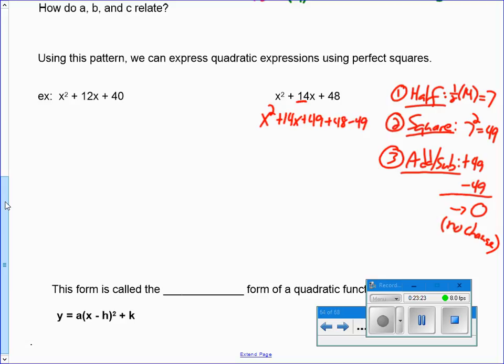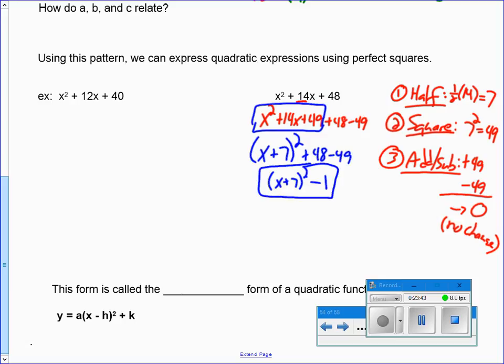So the reason I want to write it this way is if I take these three terms right here, I notice that fits the same pattern as what we did above. So I know I can rewrite this as x plus 7 squared. And at the end I have 48 and a minus 49. When I simplify that, I have an expression that's written out as a perfect square. So since we're creating a square, this process is called completing the square.